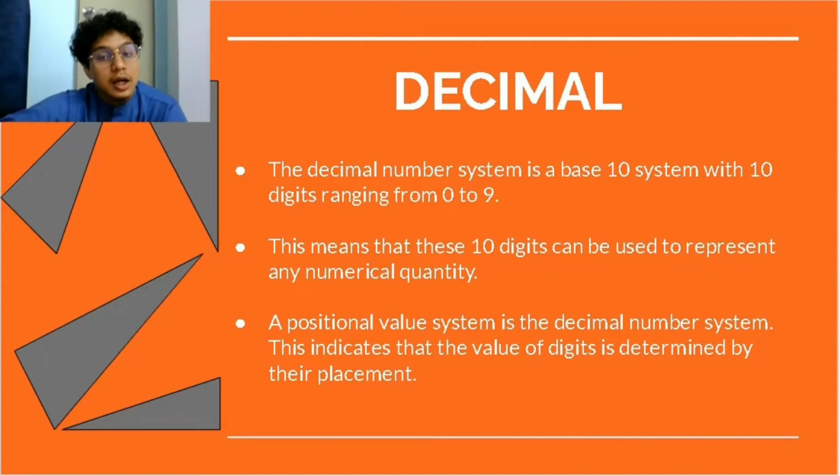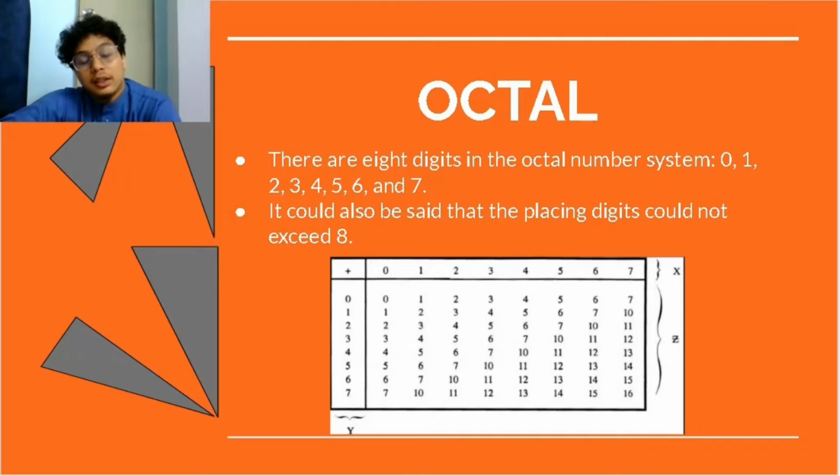So moving on to octal. Octal, unlike decimal, has 8 numbers, from 0, 1, 2, 3 until 7. But because it is octal, the numbers could not exceed 8. So when they exceed 8, 8 in octal is 1 0.